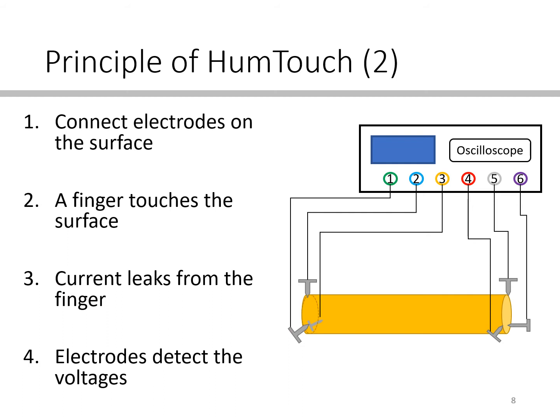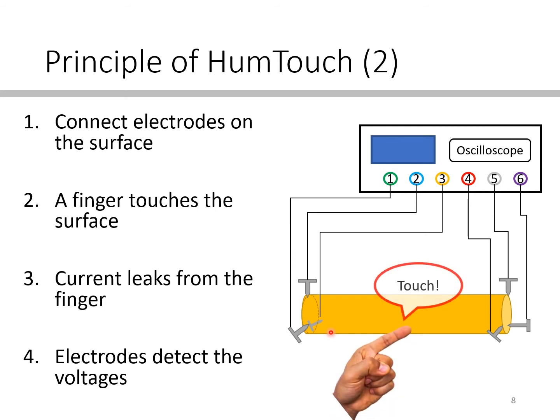So, suppose we have a conductive or semiconductive material, and we connect it with electrodes. When a finger touches the surface, the current will leak from the skin into the surface. The electrodes will then detect and record the voltages. This is the principle of HumTouch.